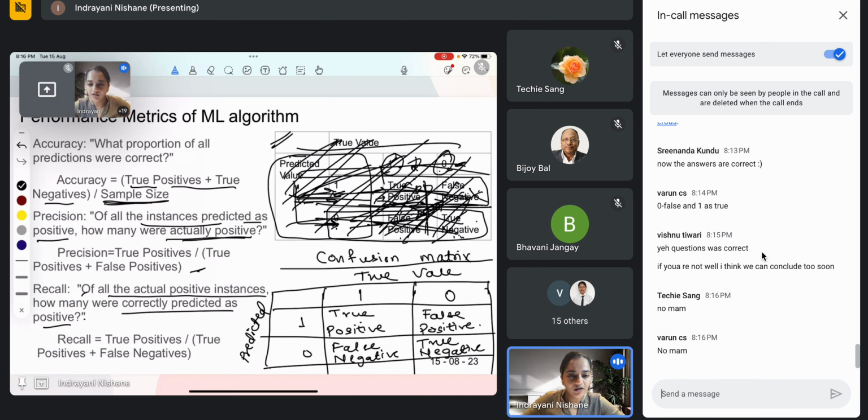So there are no doubts or points to be discussed. So I think Bhavani ji, you can ask your doubts if you have a question.